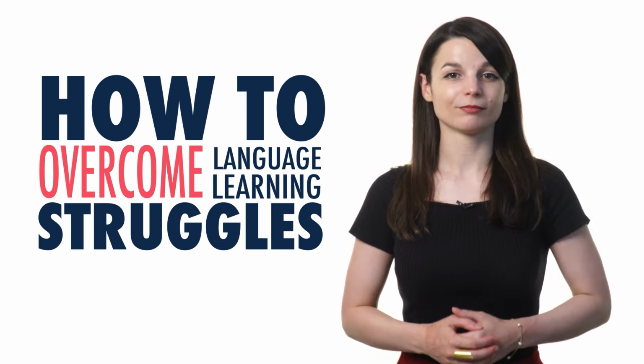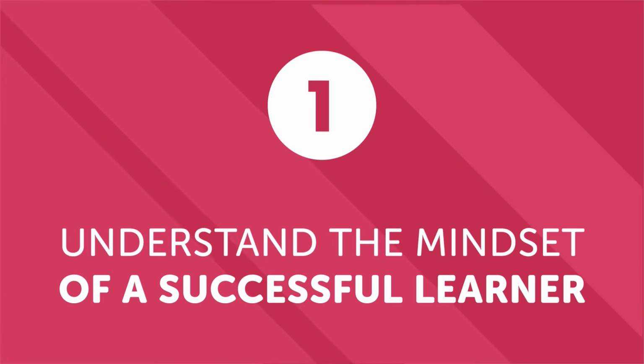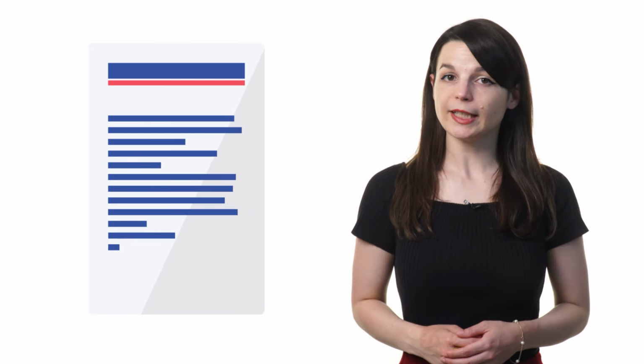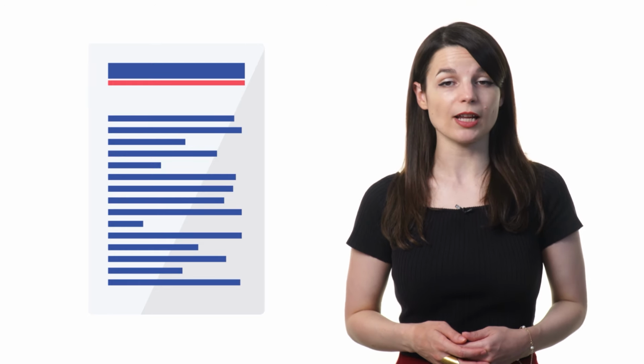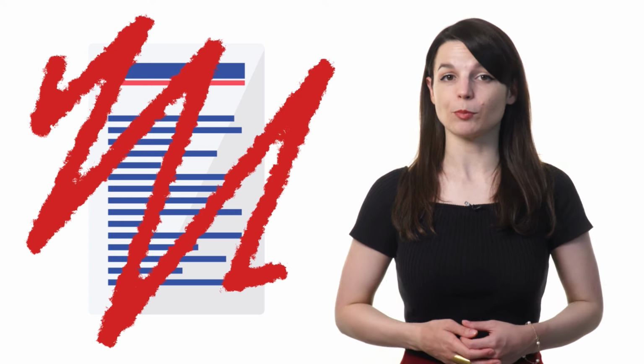Let's begin. Number 1. Understand the mindset of a successful learner. Some learners are more successful than others. A key difference between successful learners and less successful learners is in the way they approach problems. Some learners rely completely on a learning program. If there's a grammar rule or word they don't understand, they get frustrated and blame the program. They don't look for solutions.